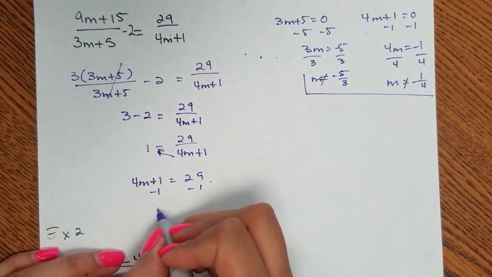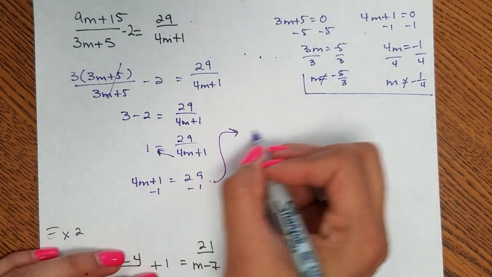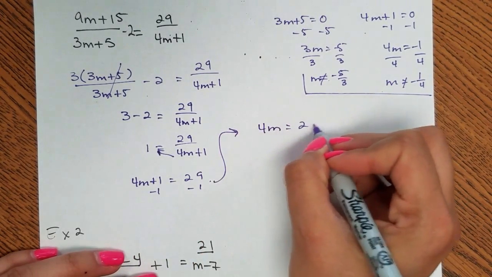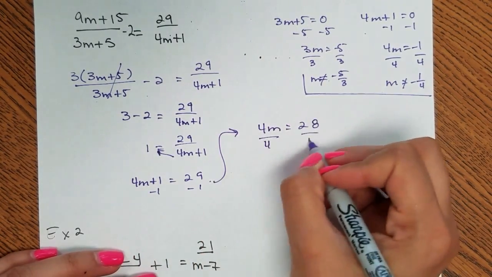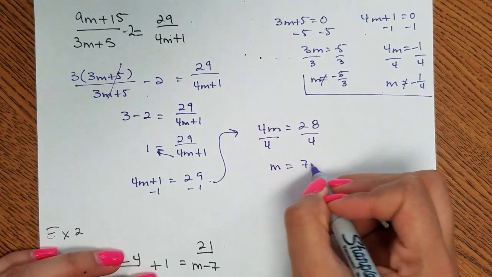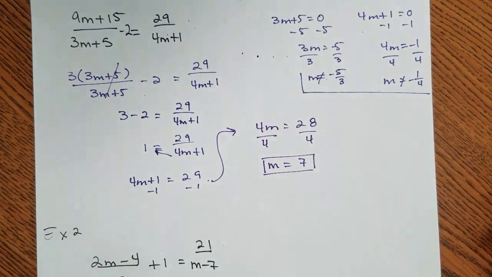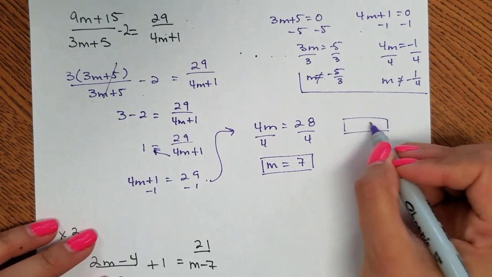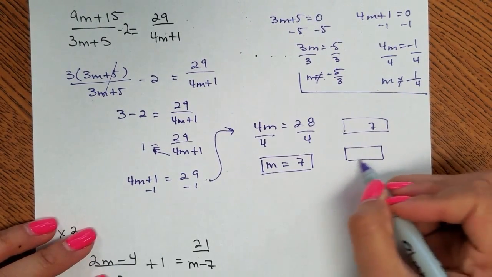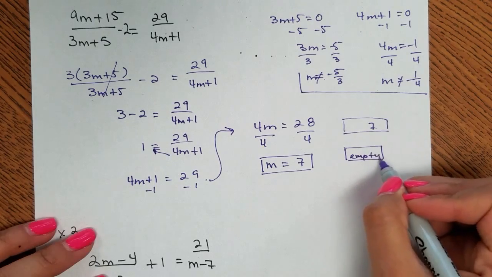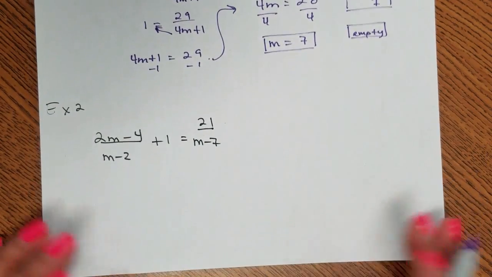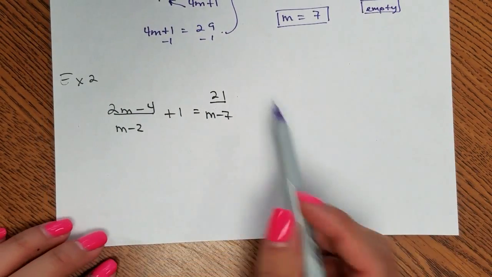Minus 1. I'm going to come over here. 4m is equal to 28. Divide by 4 on each side. m is equal to 7. I only have one answer. In Khan Academy, it's going to give you 2 boxes to put it in. So in your first box, you would have 7, and your second box, you're going to leave empty, because there's no second solution here.